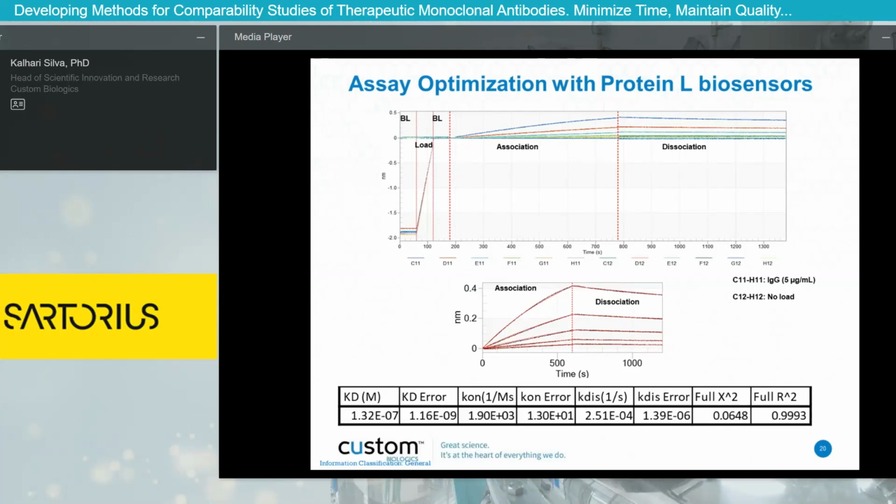So it is necessary to at least have a little bit of curvature, and in the dissociation signal, at least a 5% dissociation. That allows the kinetic constants to be calculated accurately, with your chi-squared values as low as possible and R-squared values as high as possible.